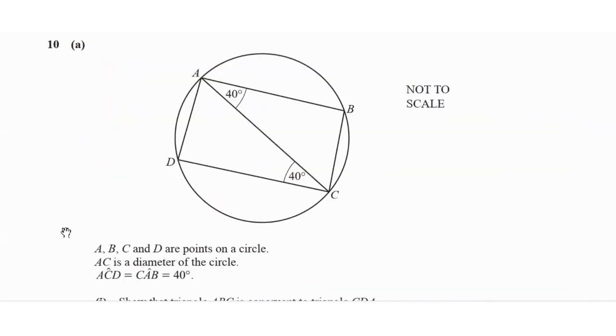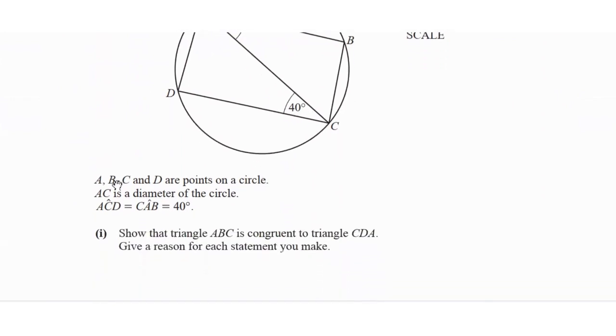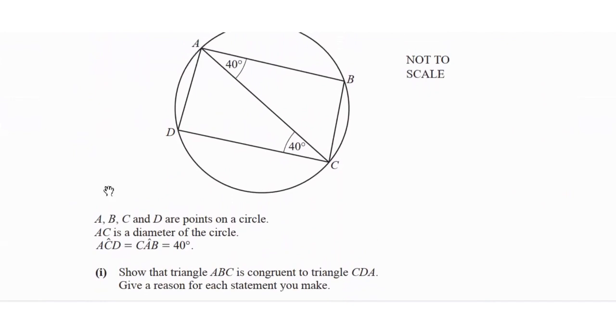Question 10 says A, B, C, and D are points on a circle. AC is the diameter of the circle. Angle ACD equals to CAB, which is 40 degrees. Show that the triangle ABC is congruent to triangle CDA. So they're saying this is congruent to this.